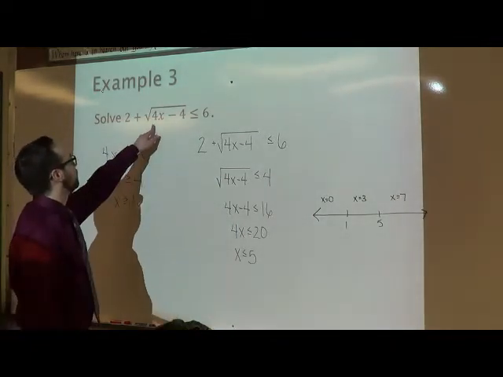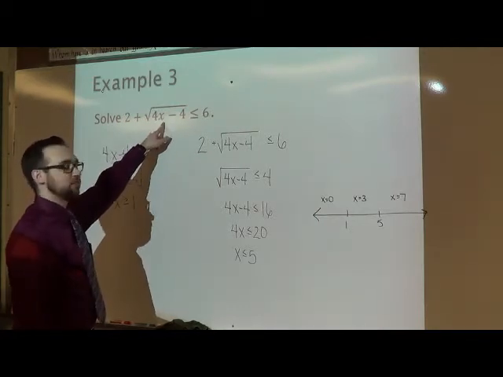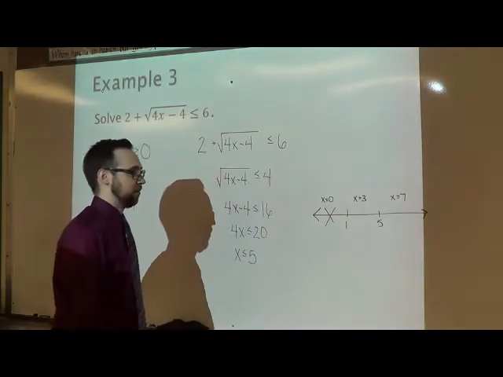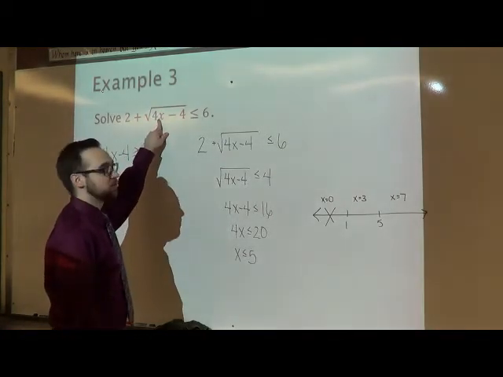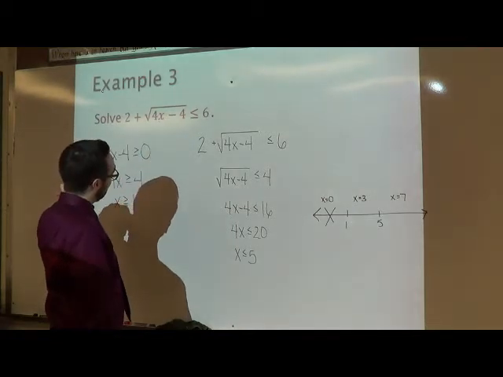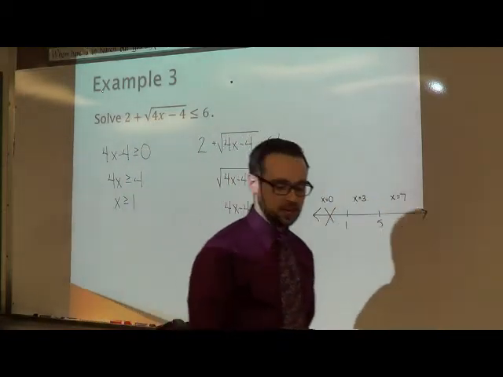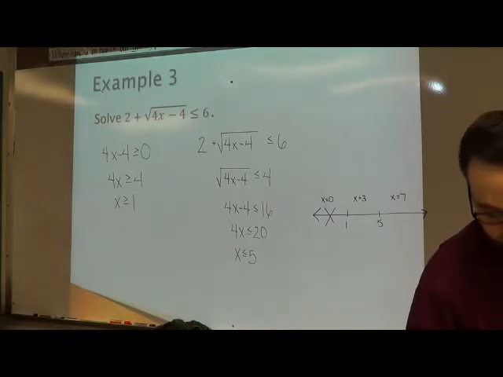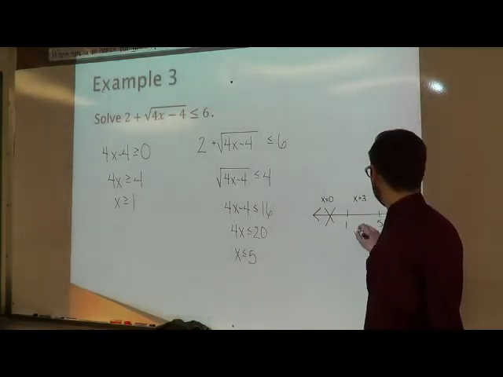Well, if I plug in 0, this can't happen because we end up with the square root of negative 4 and we get an imaginary number. So we already knew that can't happen. If I plug in a 3, 4 times 3 is 12, minus 4 is the square root of 8. 2 plus the square root of 8. Let's see, the square root of 8 is 2.8. So 2 plus 2.8 is 4.8, which is less than 6, so this works in between here.